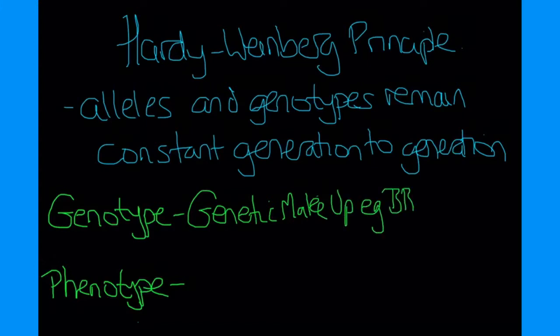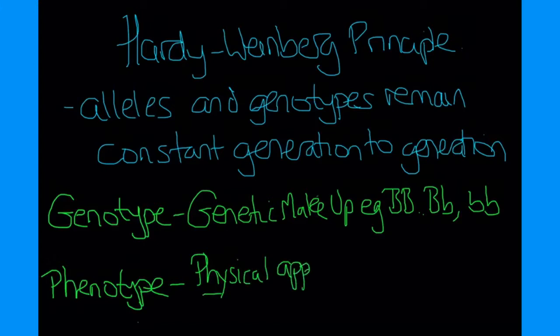So just to remind you, genotype is the genetic makeup, like big B or small b, and the phenotype is the physical features, what it looks like, e.g. brown hair or blonde hair.